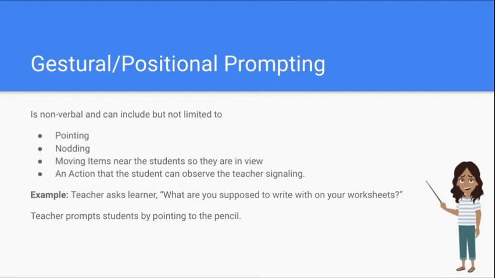First, gestural is really an action that a teacher is providing, but when we go to positional, maybe we're talking about just moving an actual item next to the student. So maybe this time we say, what are you supposed to write with? And then we take the pencil and we slide it in front of them. So now we're using the other item. We're putting the pencil that we are talking about in front of them, and that's that positional prompt. We're putting that in the view and leading them to that answer with the positional prompt.